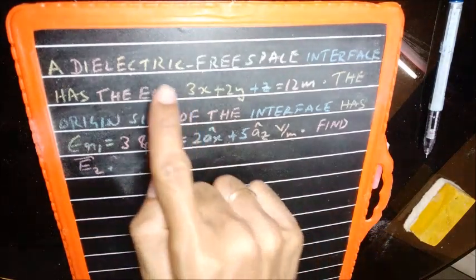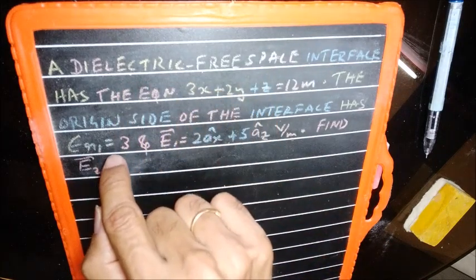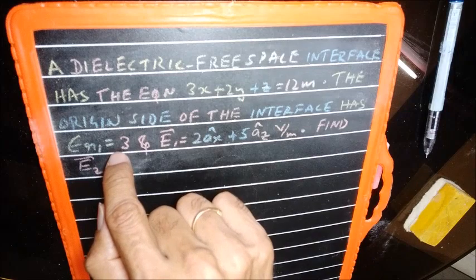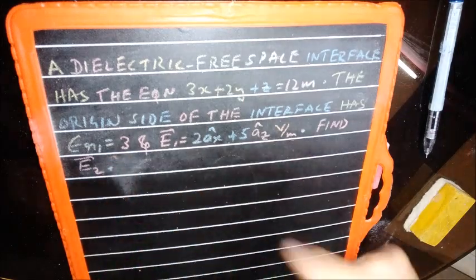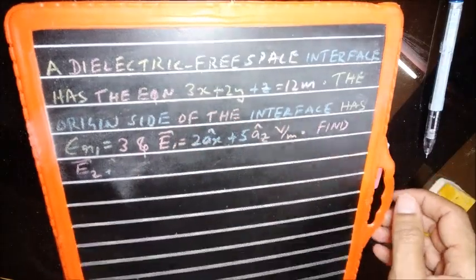And the statement says it is a dielectric free space interface. So the origin side being 3, epsilon r1, the other side will have epsilon r2 as 1, which is implied in the given data. So let's move on to solve this.